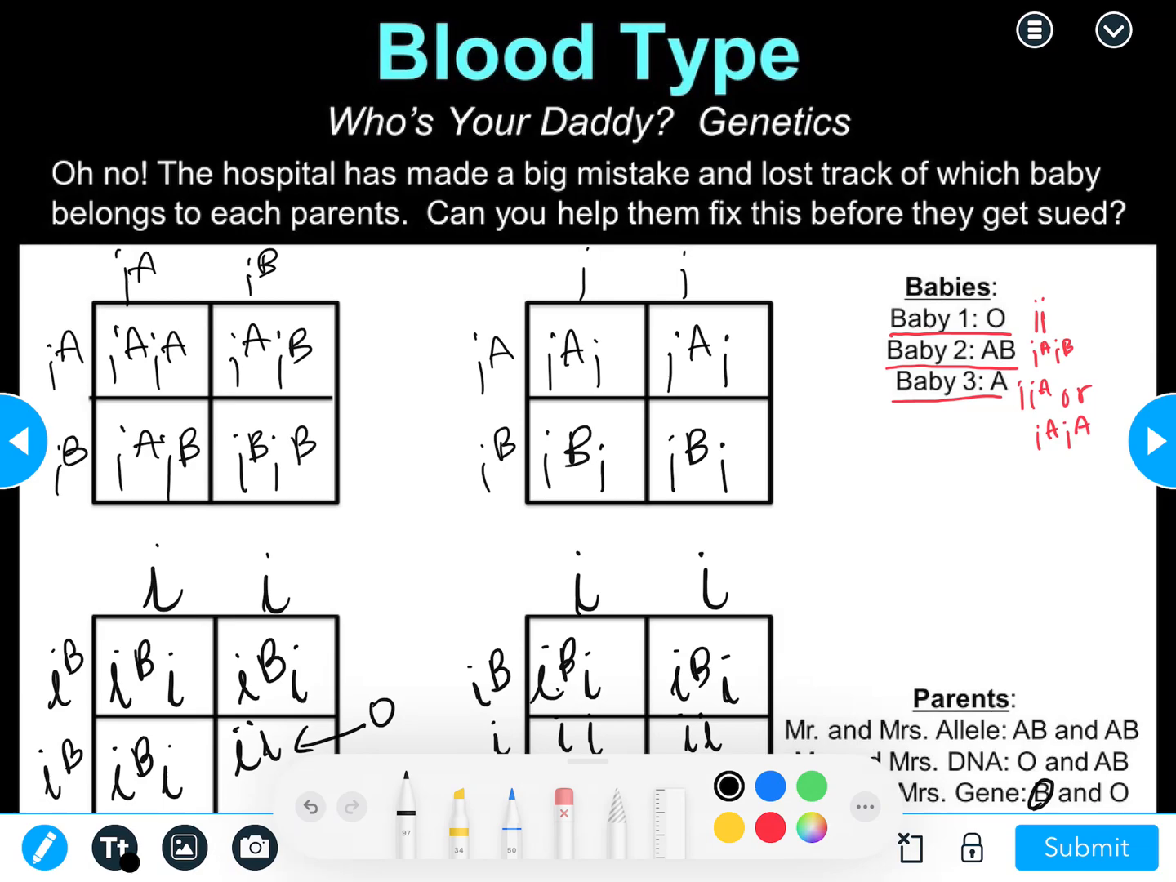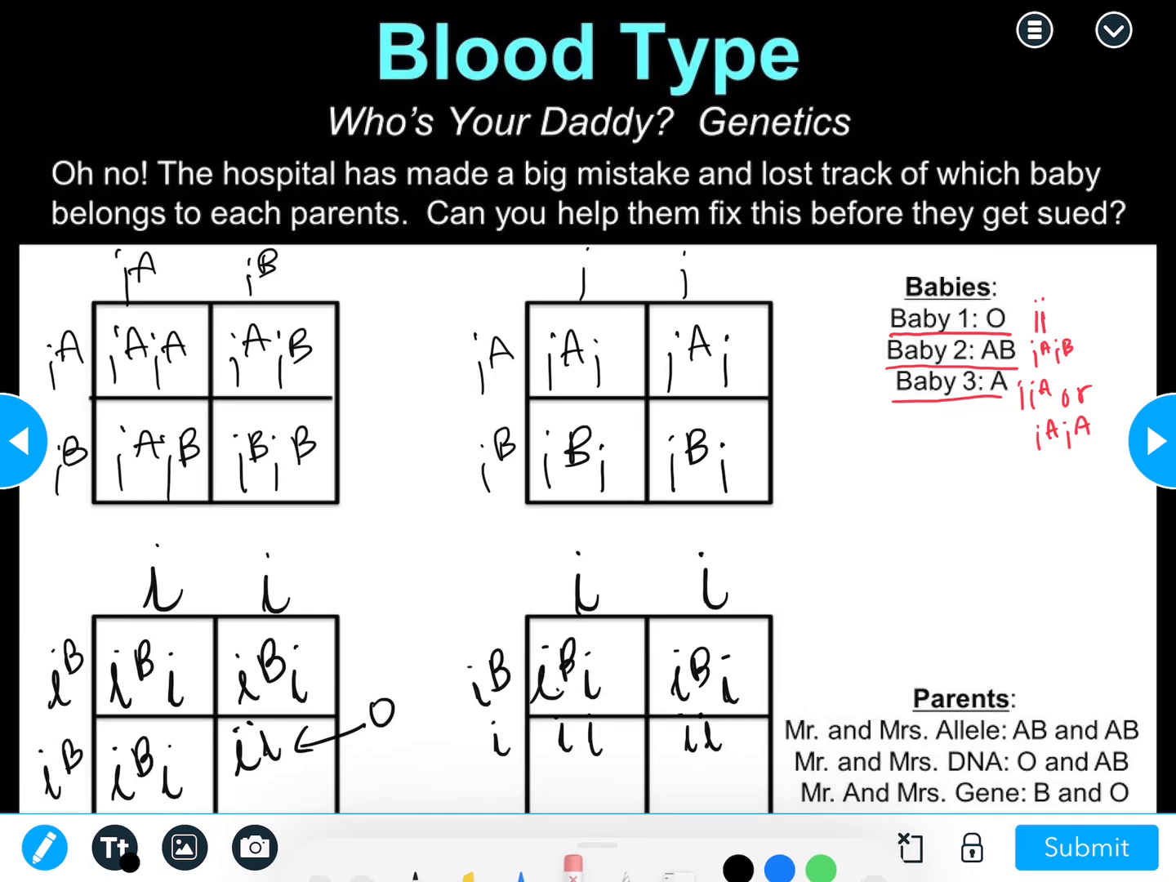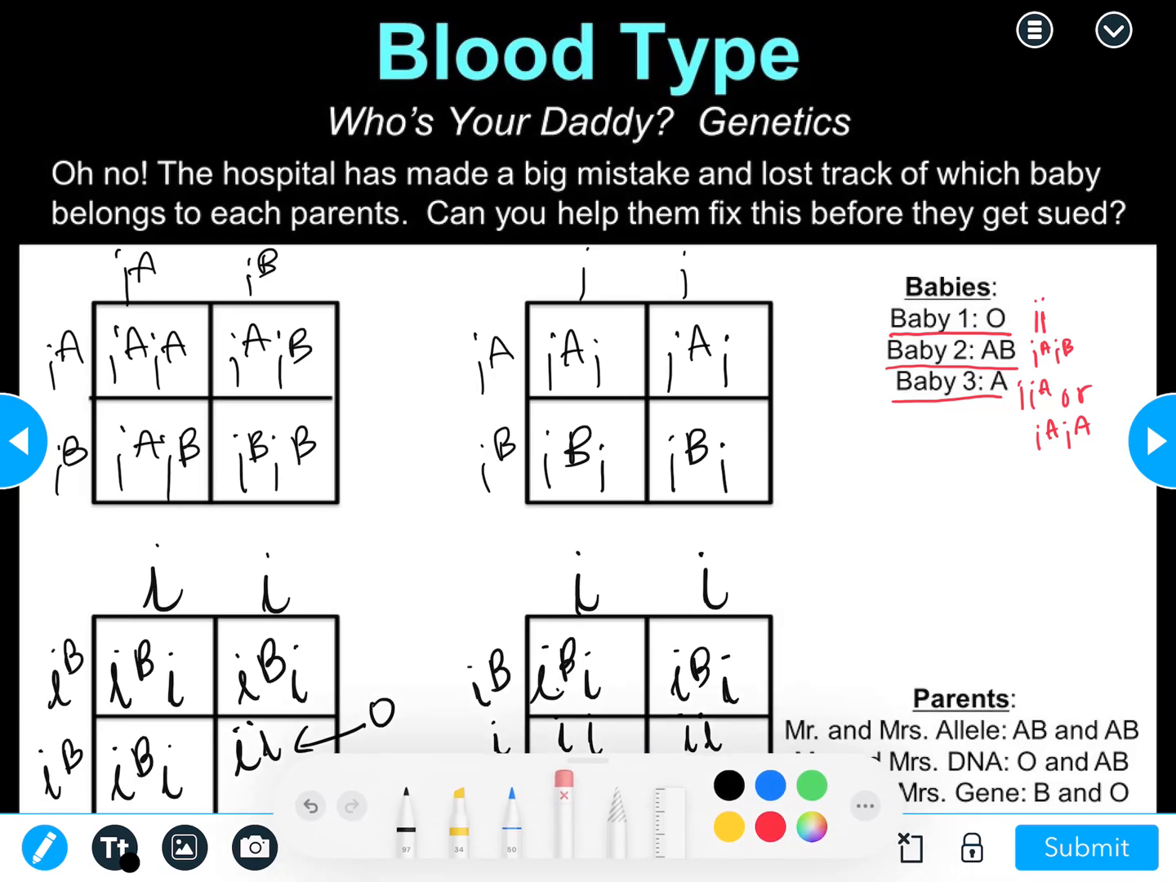All right, so let's look, baby 1 is O type blood. Who must be baby 1's parents? Okay, there's only one situation where we have O type blood, and that's Mr. and Miss Jean. So, Mr. and Miss Jean have to be baby 1. Because that's the only one that has the O type blood.